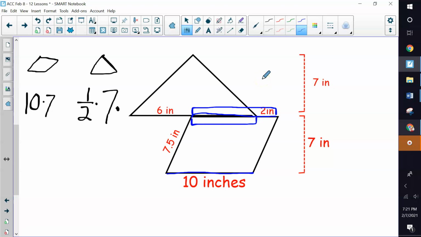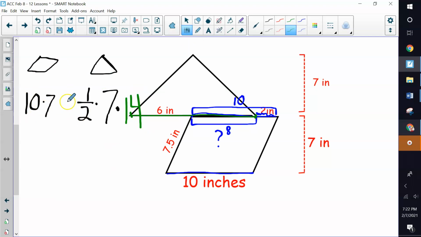Now, if you got stuck on this one, do you now see how to get this length right here? If the whole thing is 10, and from here to here is 2, this part right here must be 8. So what is our full base for the triangle? 8 and 6. Yes, it is 14. 14. All right, so here is our full math problem.